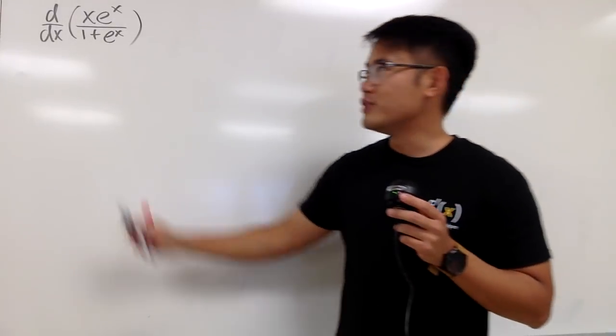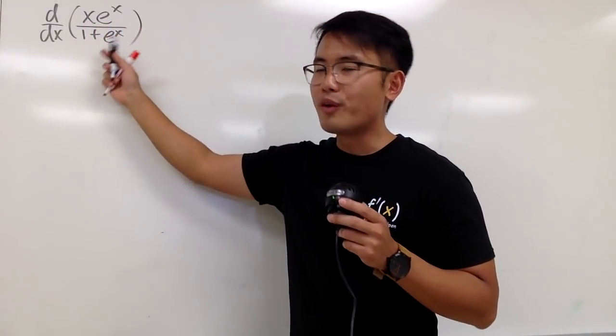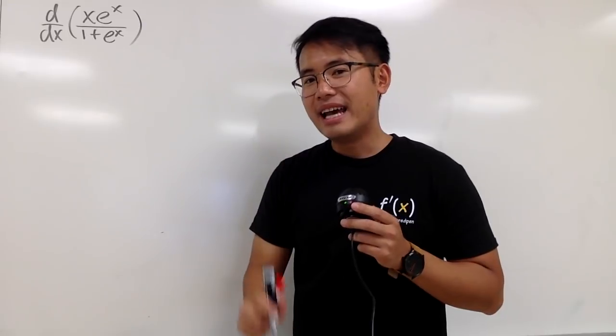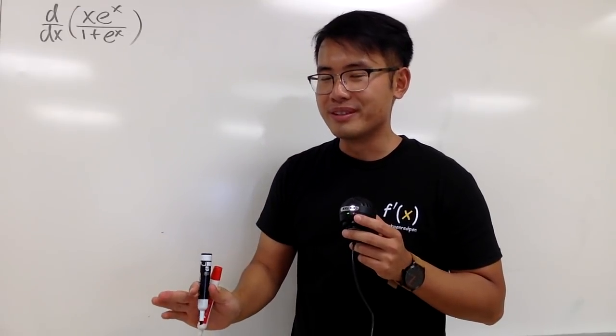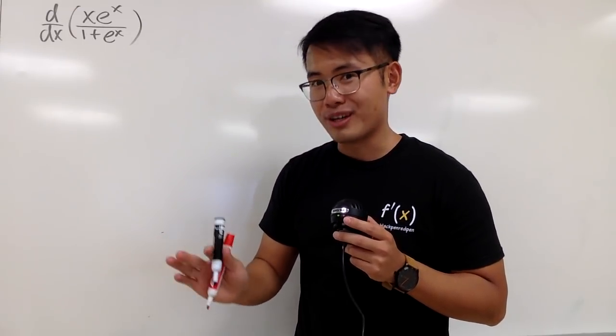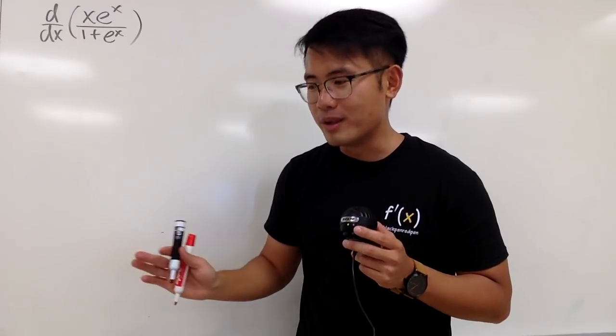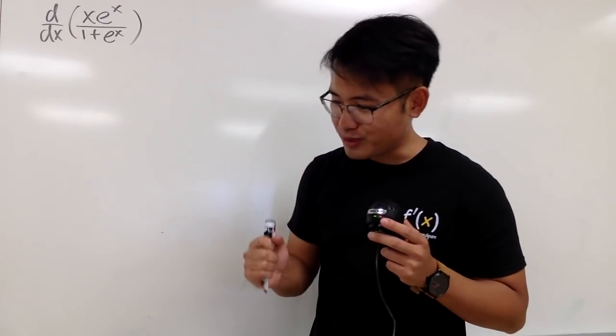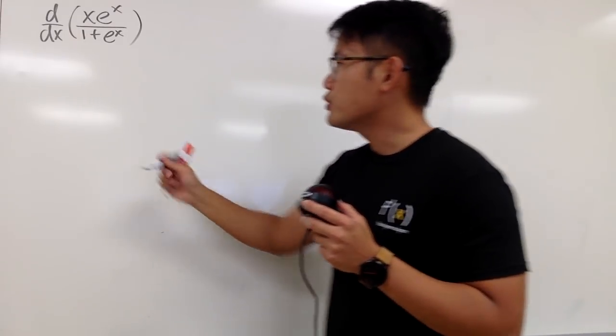Okay, we are going to differentiate x times e to the x over 1 plus e to the x. And we have to use the quotient rule and also the product rule. But it's okay, don't worry. As always, I will take care of you guys. We can do this one together. Anyway, quotient rule in action.